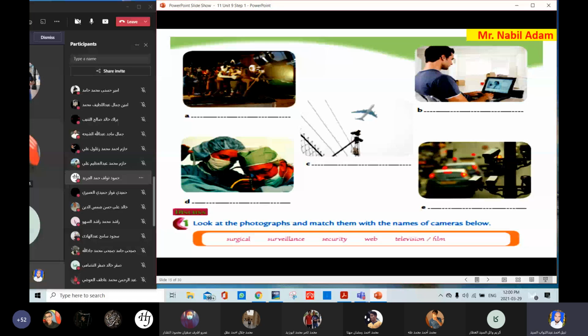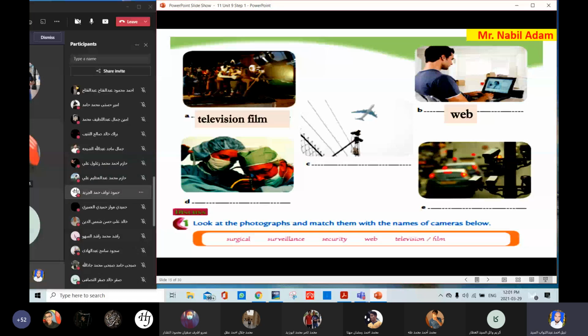Look at C. Here, they are using a camera at the airport or in a military area. This camera is used for what? Civilians? Or security. This one is used for security. So this camera is used for security.